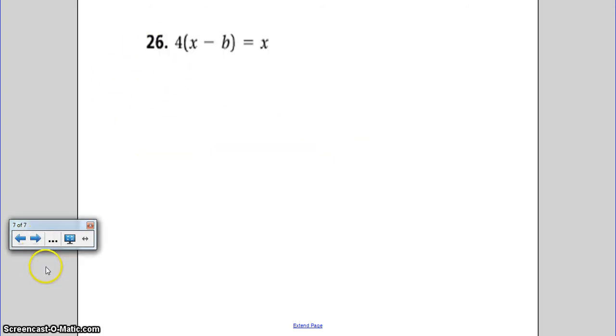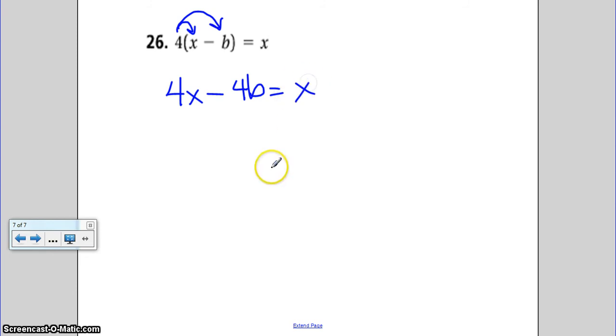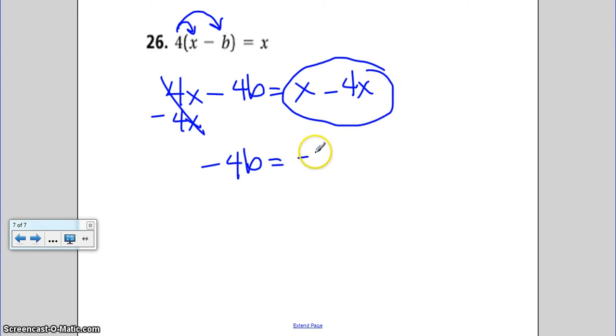Okay, let's look at this last one. Here we have to distribute, then undistribute, which doesn't really make sense. So I'm going to do this. 4x, and I'm going to do 4b equals x. Now I'm going to do minus 4x on both sides. So I have negative 4b equals, all of this together is negative 3x. Now I've got all my x's together. How do I get rid of that negative 3 off of this x so x is all by itself?